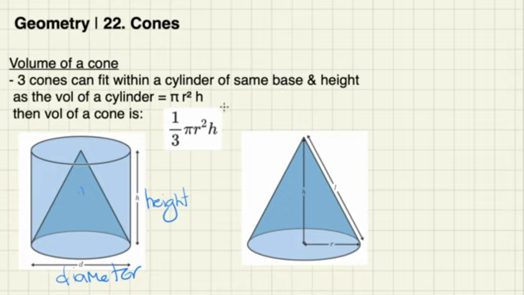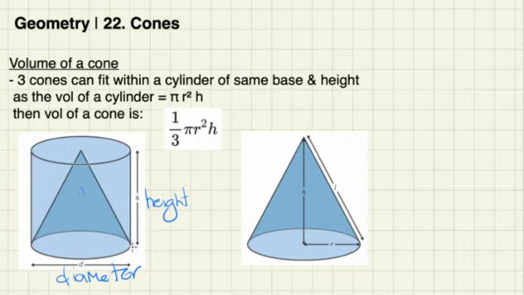And so all you need to do is remember the volume of a cylinder. And the volume of a cylinder was pi r squared h. So that's pi r squared and then height. And if that's the volume of a cylinder, knowing that 3 cones can fit within a cylinder, then all you have to do for the volume of a cone is that it's a third. So you just need to remember this for the cylinder and remember that a cone is a third. So it's a third pi r squared h.